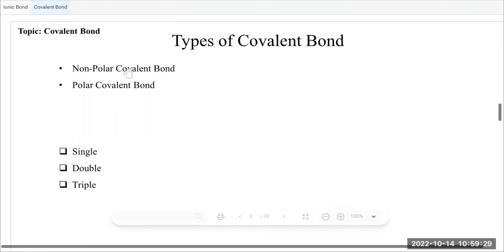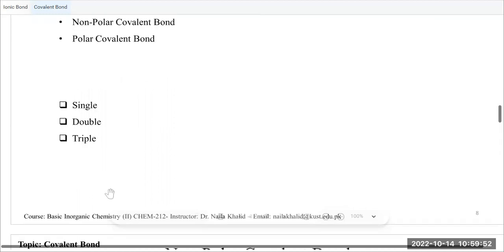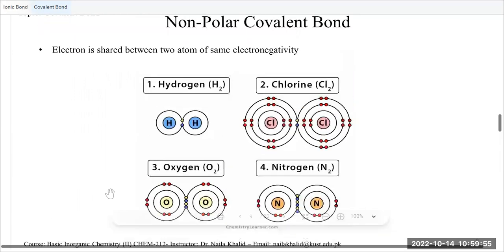When the bond is homoatomic, there is a covalent bond between two of the same atoms, and the covalent bond is non-polar. If it is between two atoms which have different electronegativity, then the covalent bond formed is polar in nature. A covalent bond may exist in the form of a single bond, double bond, or triple bond. Here are some examples: the homoatomic molecules H2, Cl2, N2, O2. These are examples of non-polar covalent bonds because there is no electronegativity difference between the atoms.